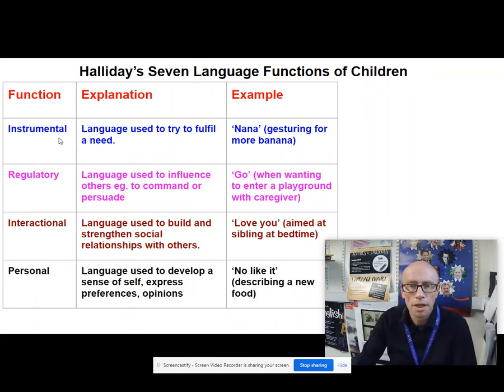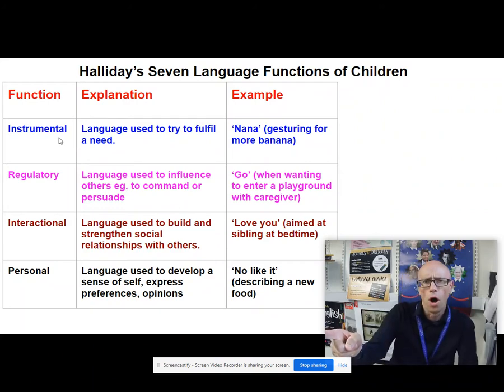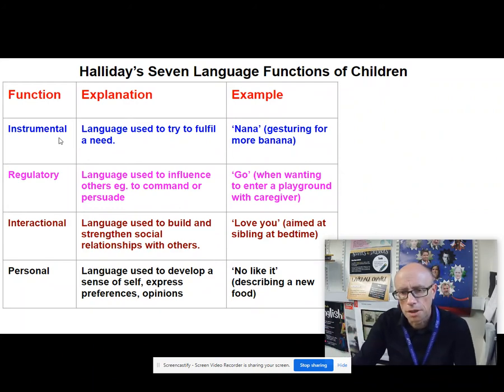And that kind of goes hand in hand with the regulatory function, language used to influence others, to make commands or to persuade. Go, says the child when wanting to enter a playground with the caregiver. So instrumental and regulatory functions are the most basic forms of purposes that you've got, hotly followed by interactional language.